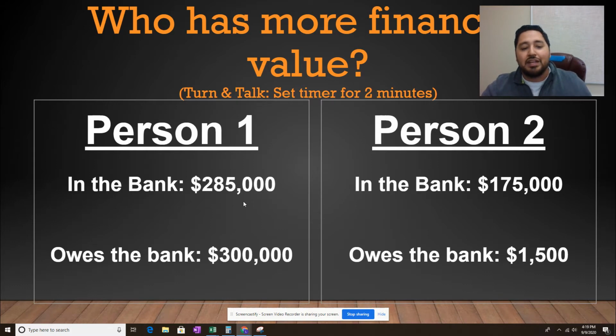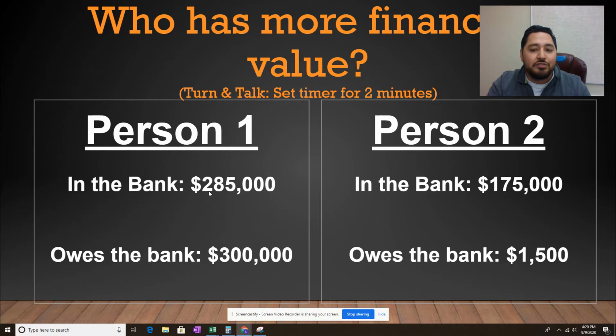But when you look at it, person one, even though they have all that money in the bank, they owe $300,000. And so even if they used all that money that they have in the bank and they paid that money to the bank, they wouldn't be able to. They wouldn't be able to cover what they owe. And so they are actually in debt to the bank more than what they actually have.